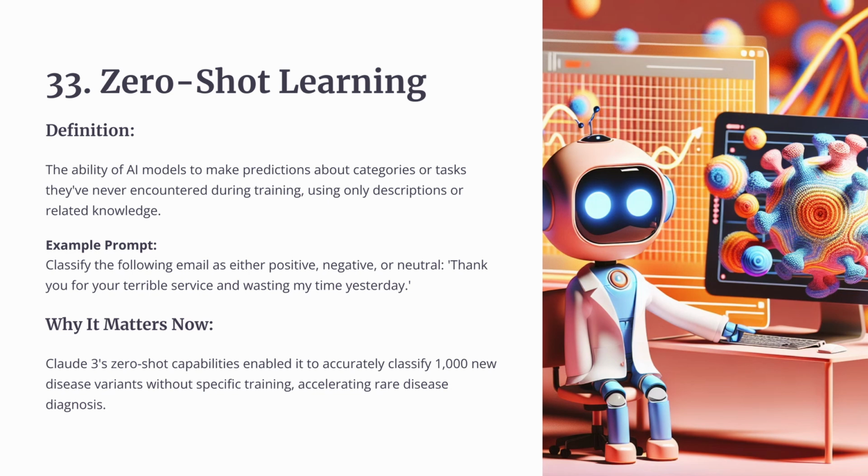Let me give you a simple prompt example of zero shot learning in action. If I ask an AI, "Classify this email as positive, negative, or neutral. Thank you for your terrible service and wasting my time yesterday." The AI can make the right classification without ever seeing examples of email sentiment before. It understands the task from the instruction alone. That's the power of zero shot learning.